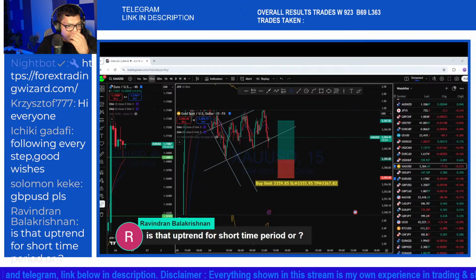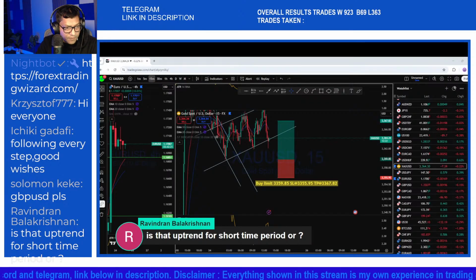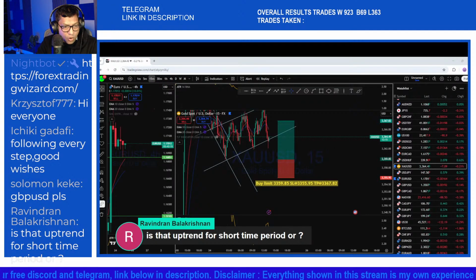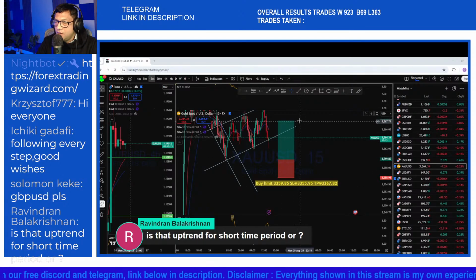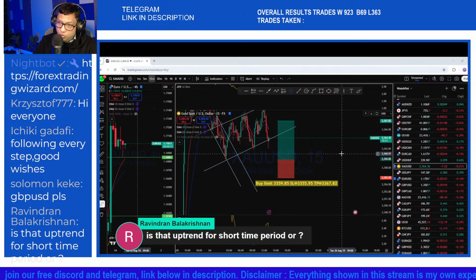So place the buy limit here at 3359.89, stop loss at 3355.95, and TP target 3367.82. If the market breaks that low here, we are on the trade.